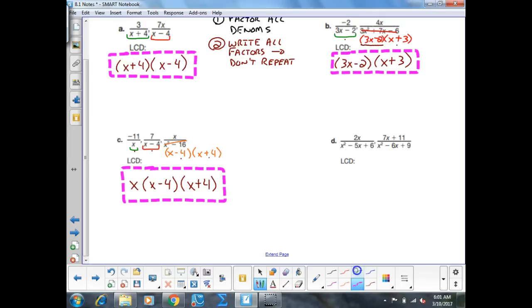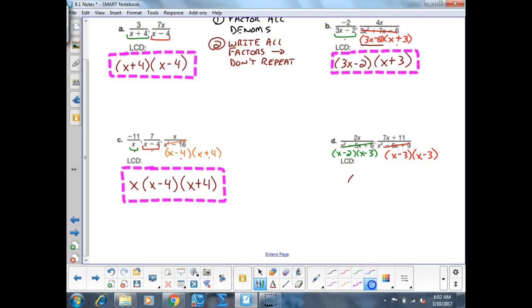Okay. On this one, I need two numbers that multiply together to be positive 6 and add to be negative 5. So that's x minus 2 and x minus 3. On this one, I need two numbers that multiply together to be positive 9 and add to be negative 6. So that's going to be x minus 3 and x minus 3.